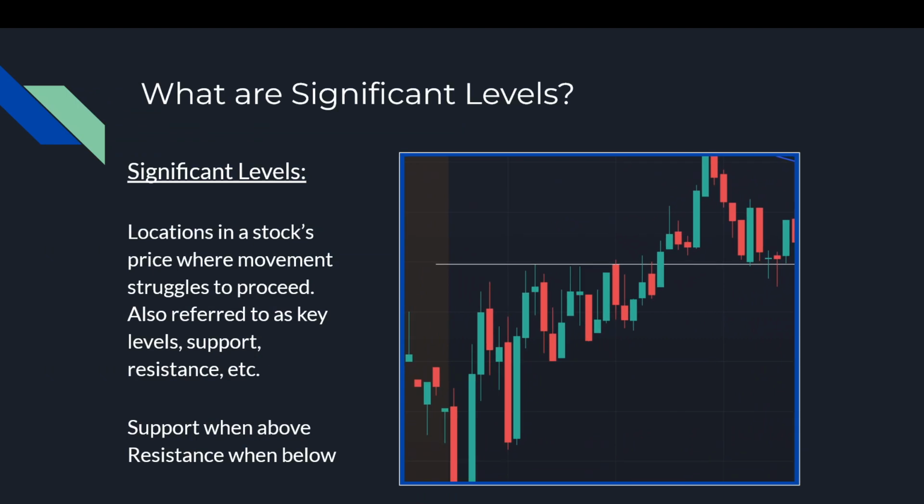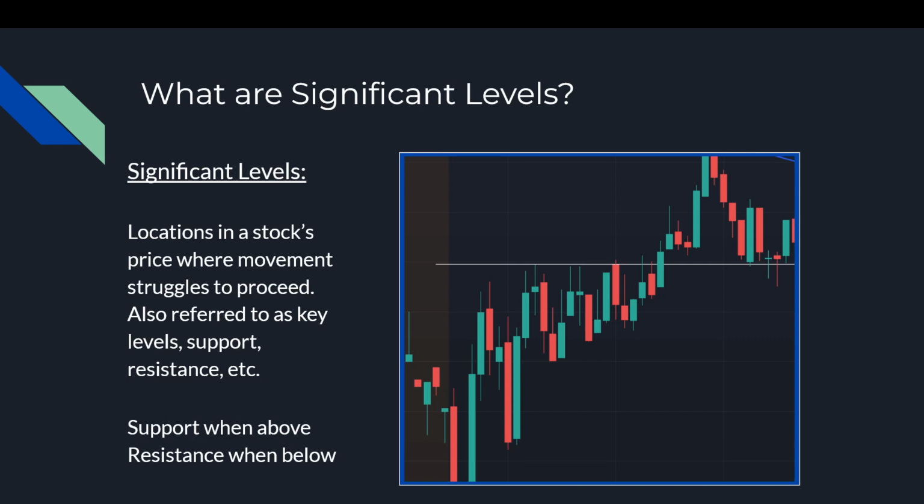So significant levels are just locations in a stock's price where movement struggles to proceed, whether it be up or down. If it's going up, it's going to be resistance that it needs to get over. If it's going down, it's going to be support that it needs to break. As I said before, it's referred to as key levels, support, resistance. Some people may call them order blocks, many different names, but they're all essentially the same thing.